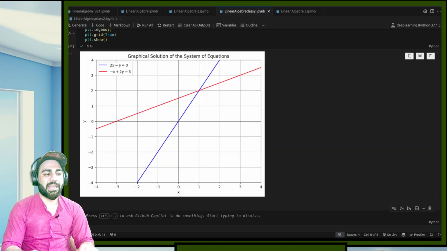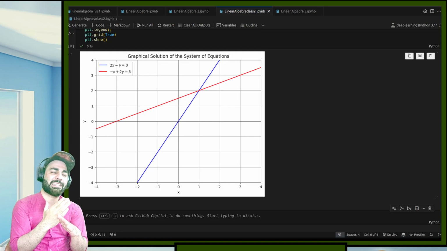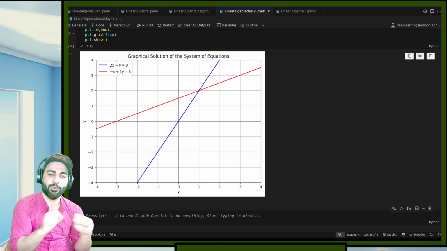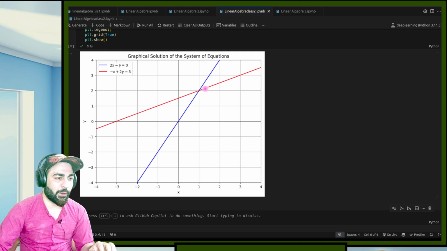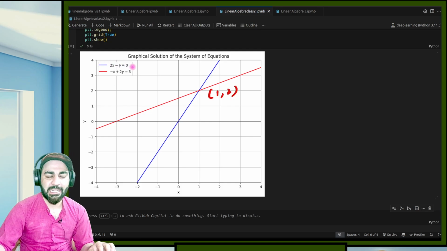Now if you can see, they intersect at a particular point. If you see the point over here, this point is 1 and 2. Wherever they intersect, that means this point satisfies both the equations. So if you put these values, 1 comma 2, in these equations, it will satisfy both the equations.